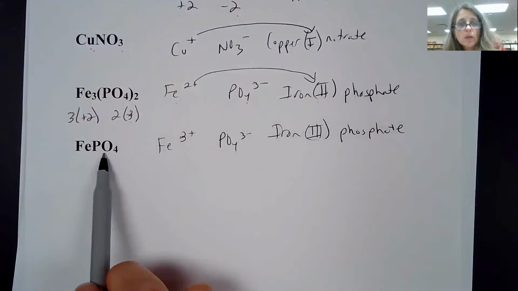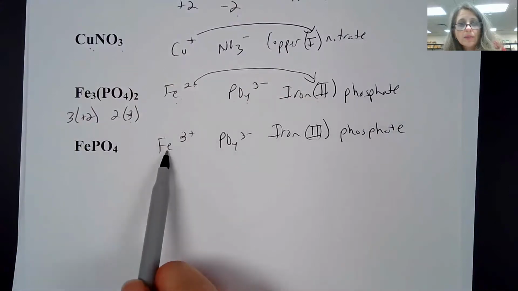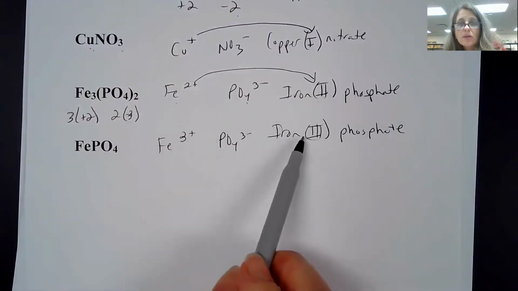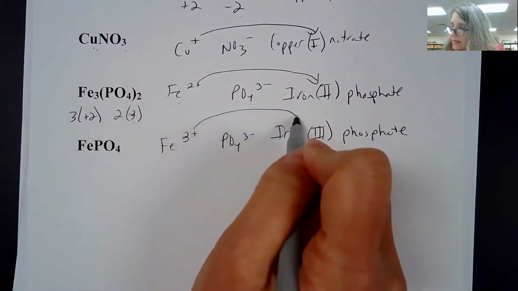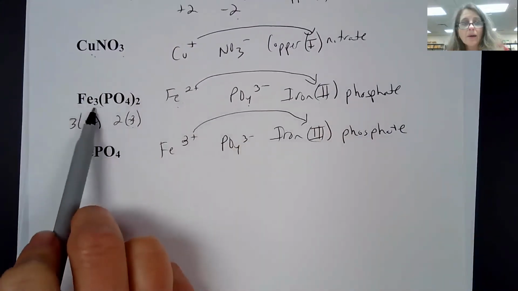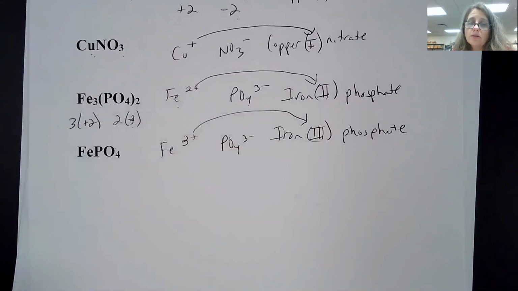And then since this is 1 to 1, I know phosphate is a -3, so iron must be the +3. So this is iron 3 phosphate. Again, it has nothing to do with how many irons you have in the formula. It has to do with the charge.